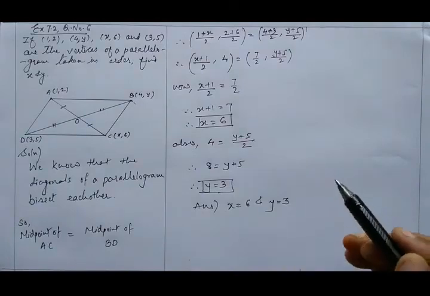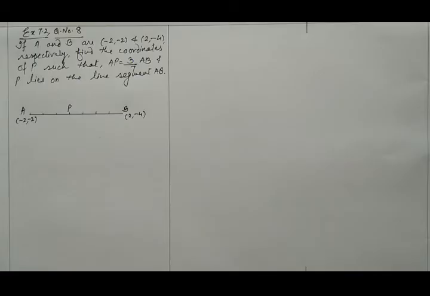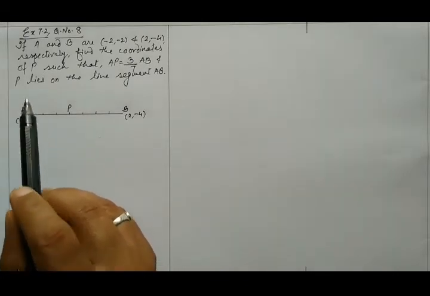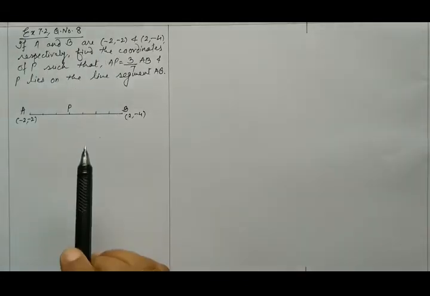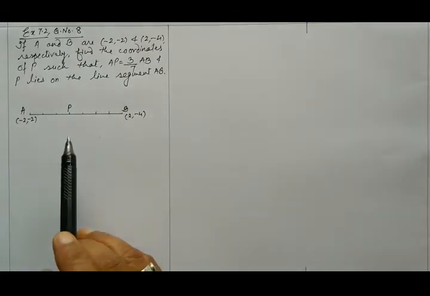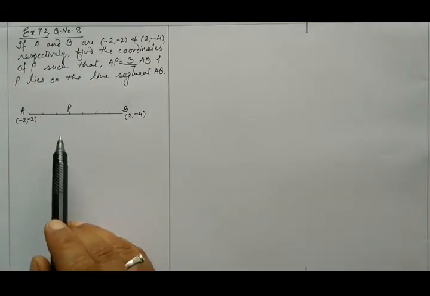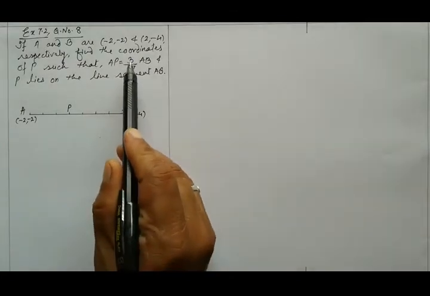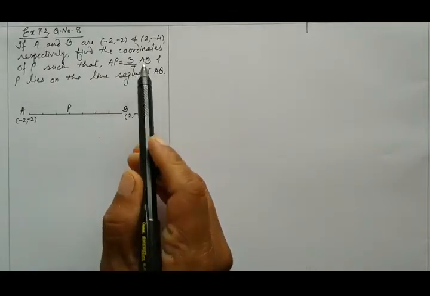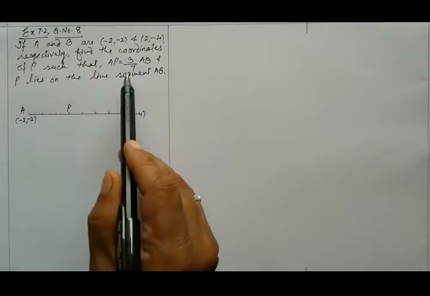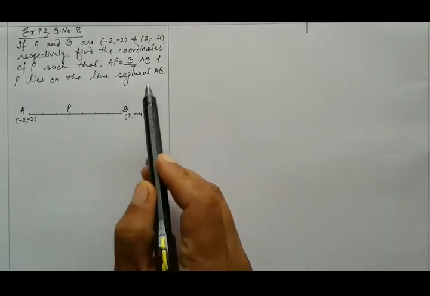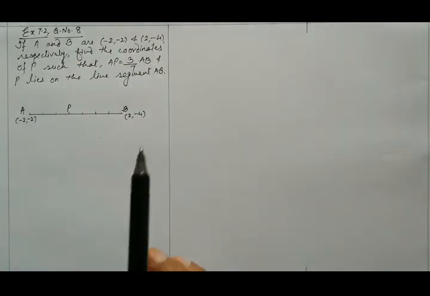Hope you have understood this question. Let us discuss question number 8 of exercise 7.2. If A and B are (minus 2, minus 2) and (2, minus 4) respectively, find the coordinates of point P such that AP is 3 by 7 of AB. So AP is 3 by 7 times AB and P lies on the line segment AB.